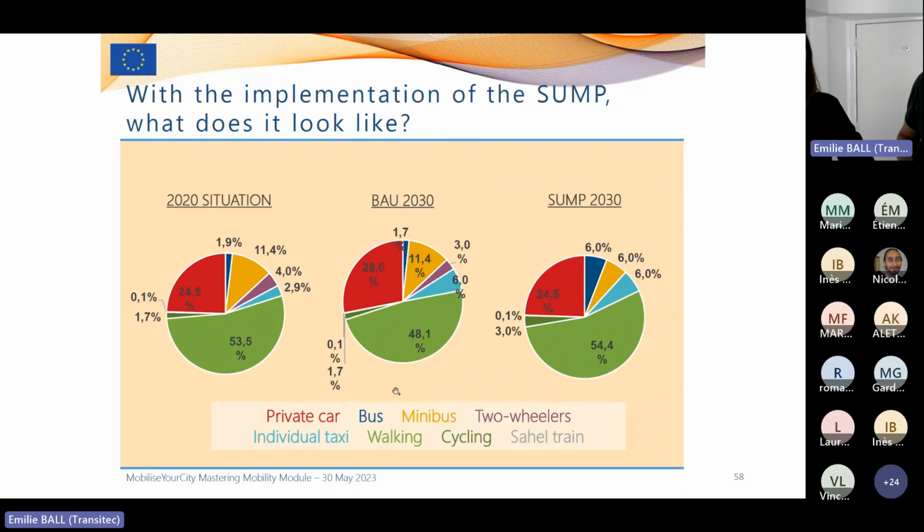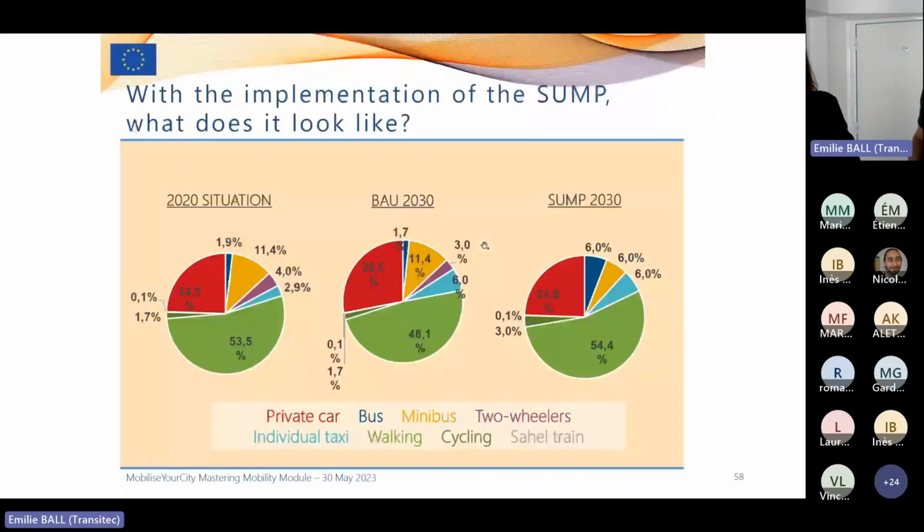And in the end, we put again the model split. You can see that we are coming back to a similar model split between the 2020 situation and the SUMP situation. We have the same share of car, but we have an increase of the model split of buses. And also, we don't see anymore here the two-wheelers, because we could imagine that two-wheelers wouldn't be used anymore as part of the SUMP, and that people would move from two-wheelers to cycling. And so that's why we completely removed two-wheelers in the SUMP evaluation.